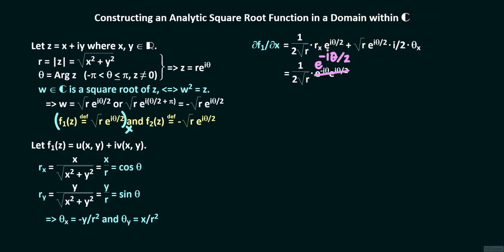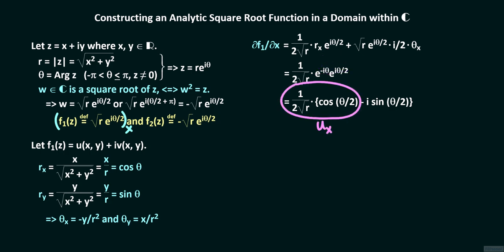Therefore, by applying Euler's formula, the partial derivative of f sub 1 with respect to x equals 1 over 2 times the square root of r times the quantity cosine theta over 2 minus I times sine of theta over 2. U sub x must be the real part of this derivative. So u sub x equals 1 over 2 times the square root of r times cosine of theta over 2. And v sub x must be the imaginary part.